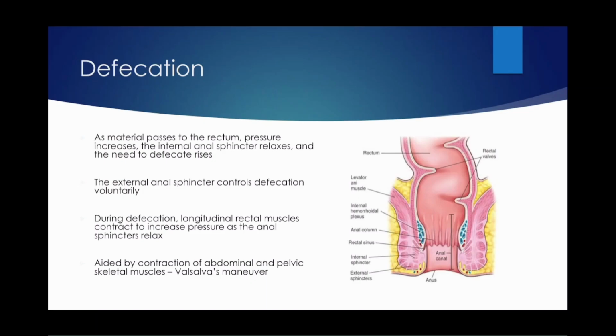The external sphincter is our voluntary control. That's what you can do to relax, to go to the bathroom. So your internal is your involuntary method to stop voiding. The external is the voluntary method that you can try to stop voiding. And then obviously you go to the bathroom, everything relaxes, and the feces passes.